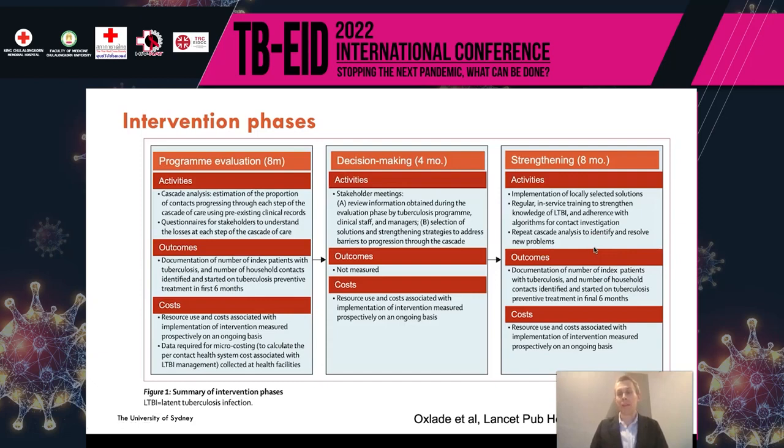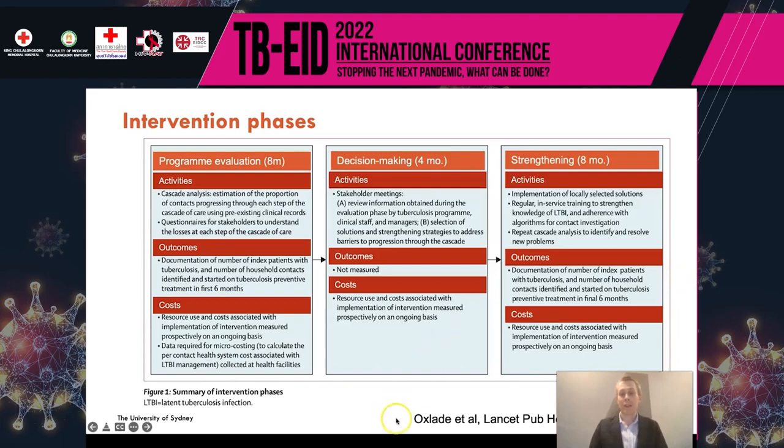And then we used the cascade approach, which is measuring the different stages of the cascade of care that I showed you, to look at how effective that was being. And the outcome was the number of index patients with TB who were documented and the number of household contacts who were identified and started on treatment in the final 6 months of the study. And at each stage, we conducted an assessment of costs in order to look at the costs of doing this in a programmatic setting.